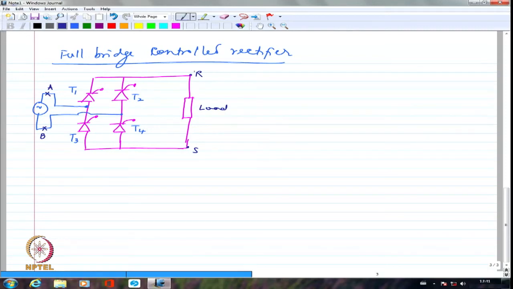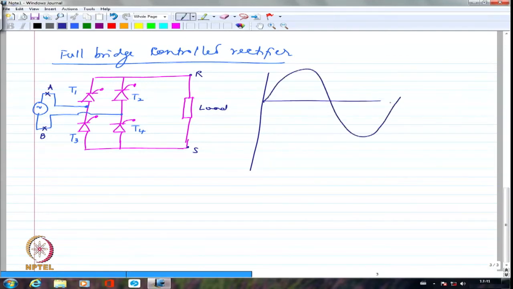So let me first of all start with drawing the voltage waveform. So this is my voltage waveform. I don't want T1 and T4 to conduct at this point because I want to have control. Which means I have to delay the triggering of this particular device by some angle alpha. So I am going to trigger T1 as well as T4 simultaneously. I will give a gate pulse for both of them simultaneously.